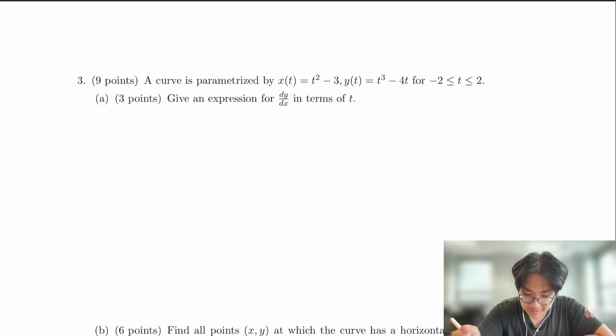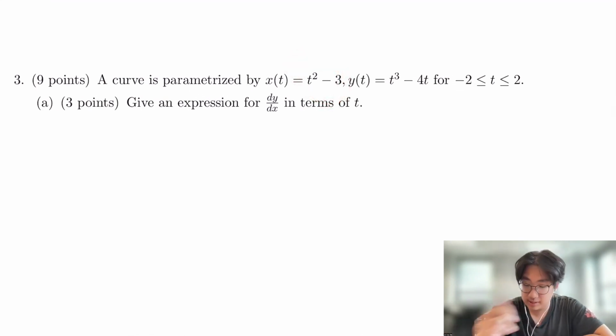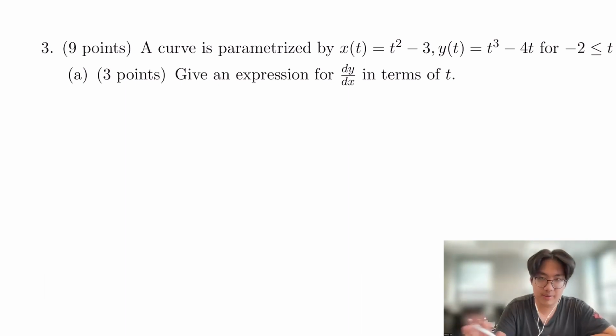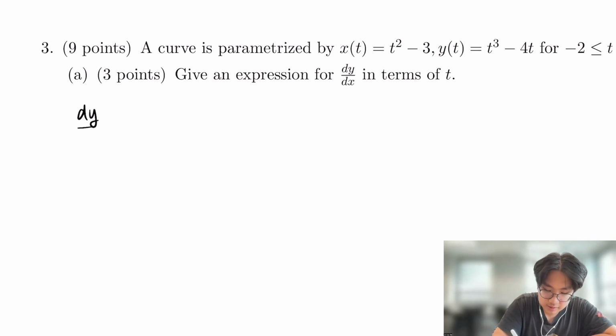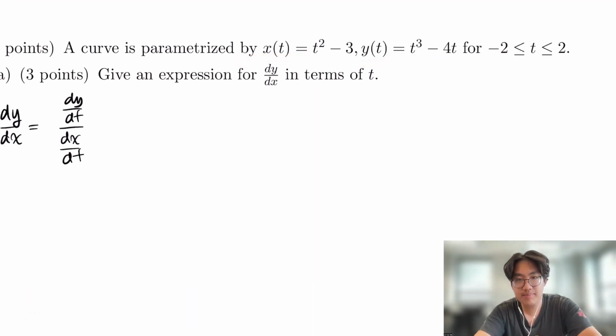Okay, number 3, we're told that a curve is parametrized by x of t is equal to t squared minus 3, and y of t is equal to t cubed minus 4t, for t between -2 and 2 inclusive. So we're looking for an expression for dy/dx in terms of t. And again, this really just involves parametric equations and parametric calculus, which is what you will start out with. So in this case, we generally just have dy/dx is equal to dy/dt over dx/dt. And then from here, we can just individually calculate dx/dt and dy/dt.